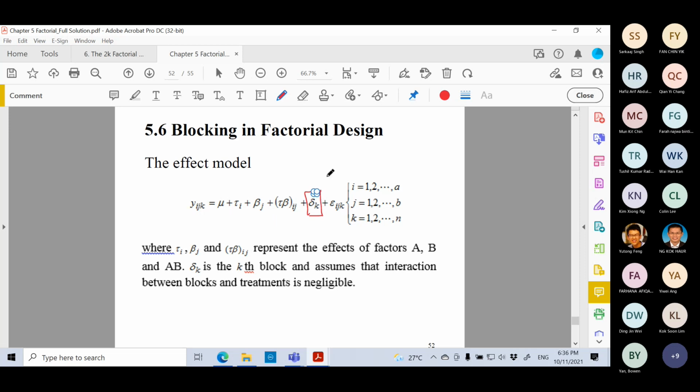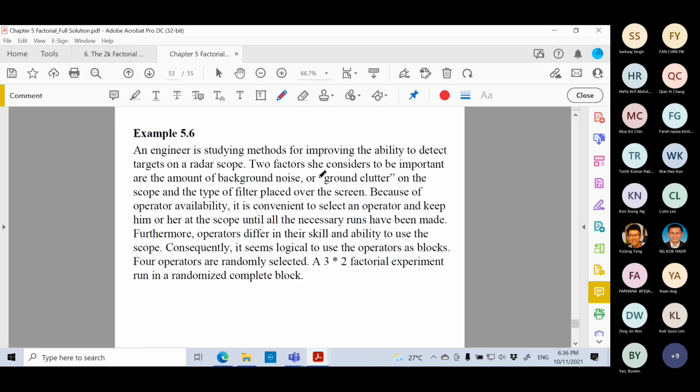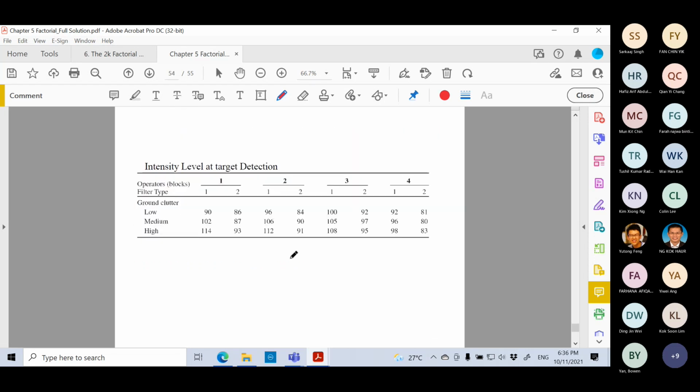Okay, so under the block here, I have mentioned to you that we use it for nuisance factors. Therefore, if you have a nuisance factor, then you need to consider the block. I will not read this one by one. Actually, this is one of the examples.